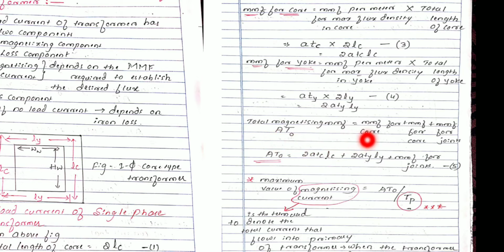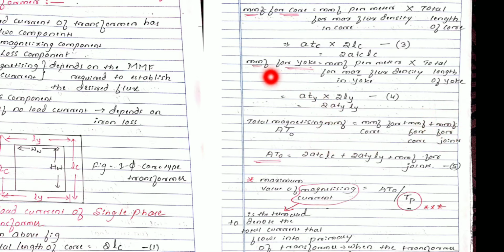So this will be the sum of what? MMF for core, MMF for the yoke, along with the MMF for joint section. Nothing but core as well as the yoke section. Sorry, I had written here MMF of the core plus MMF of the yoke. I had written both the sections as core only, so that is the reason. MMF for core plus MMF for yoke plus MMF for joint.